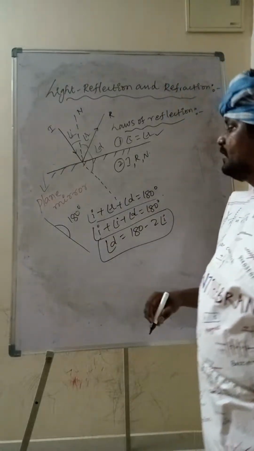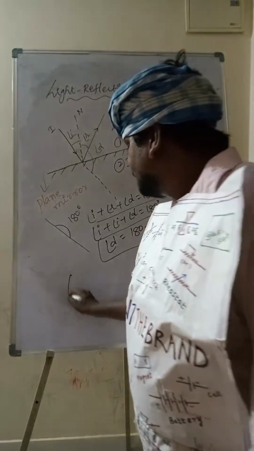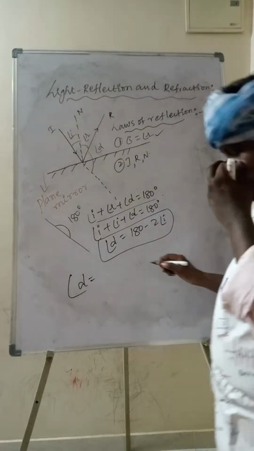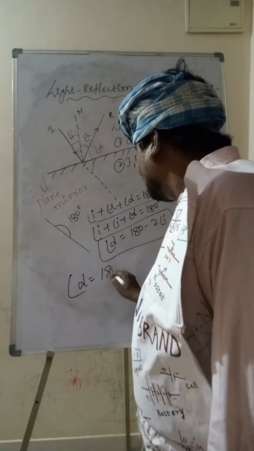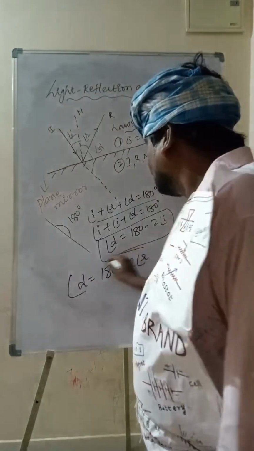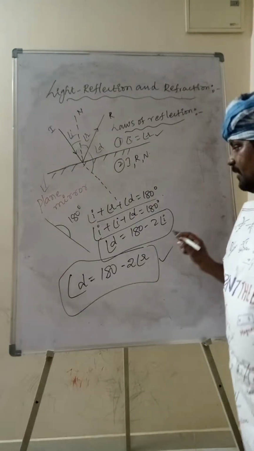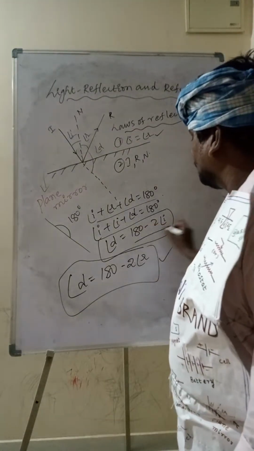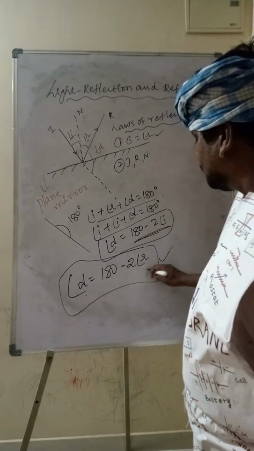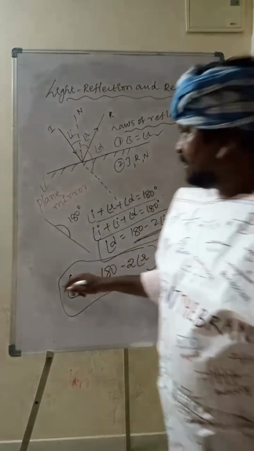Also, the angle of deviation can be written as 180 minus 2 times angle of reflection. So angle of deviation equals 180 minus 2 angle of incidence, and angle of deviation equals 180 minus 2 angle of reflection. So this is about the angle of deviation.